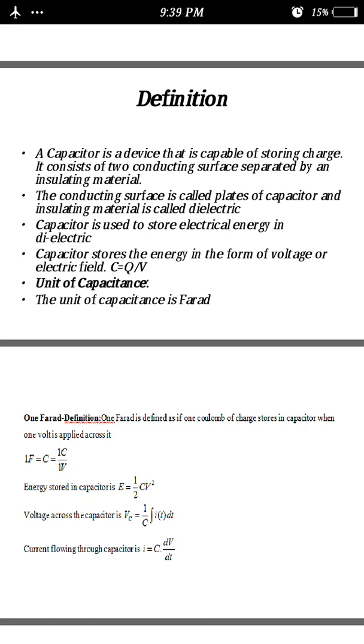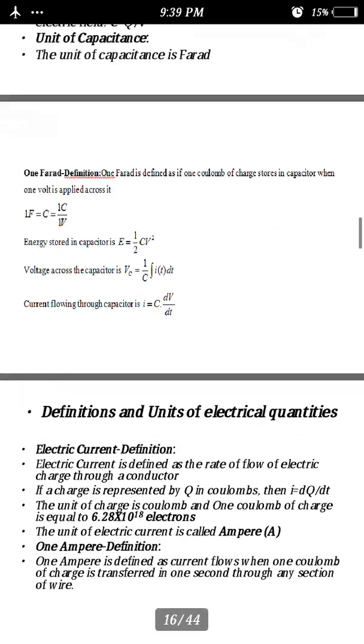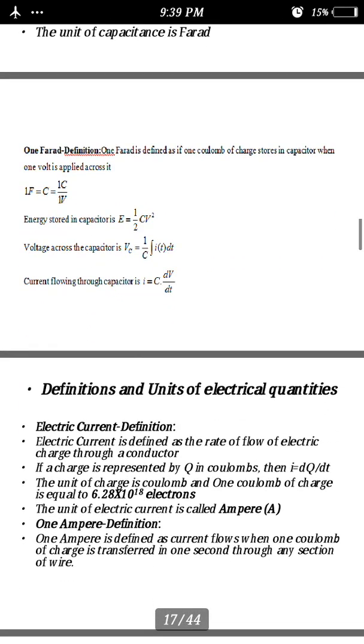So 1 farad is equal to 1 coulomb of charge divided by 1 volt. So the equation for energy, voltage and current is given. Okay, then. So these are the basic elements which help to form a circuit, that is, the basic elements which we are using to form a circuit. Okay, then there are various definitions and units of electrical quantities.